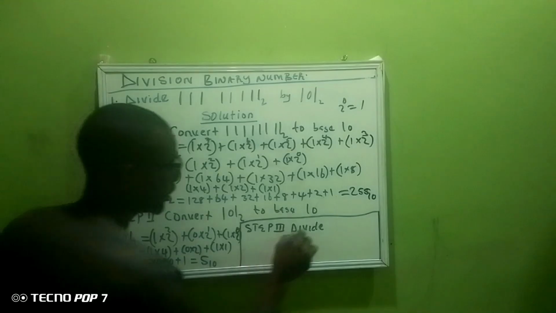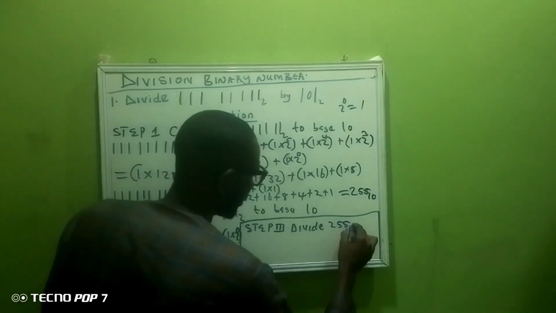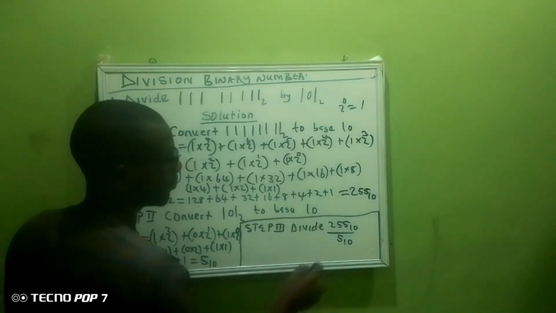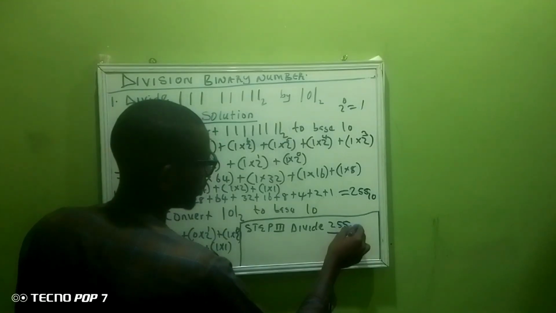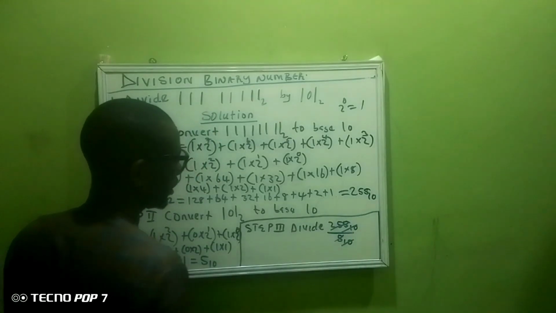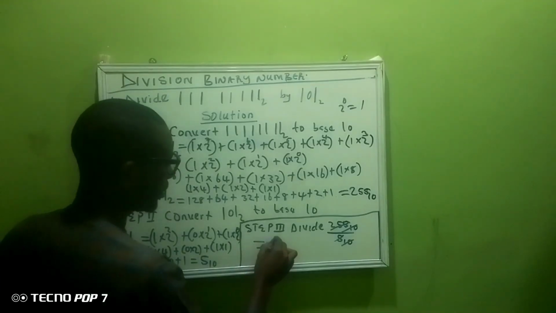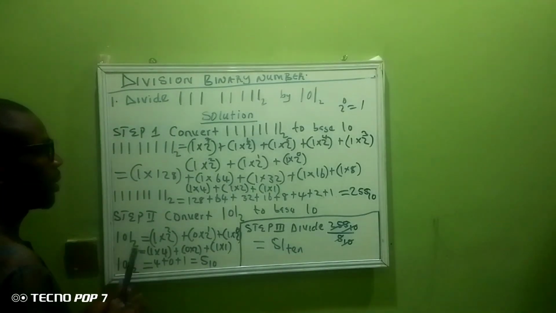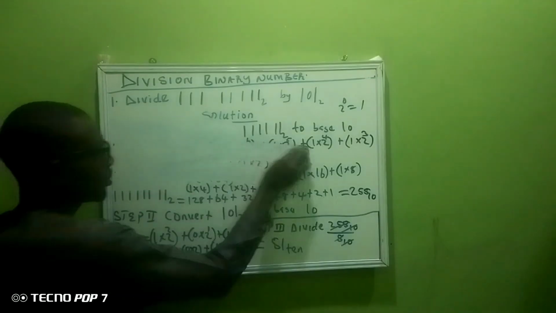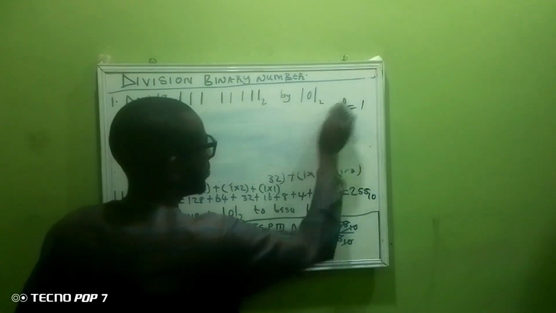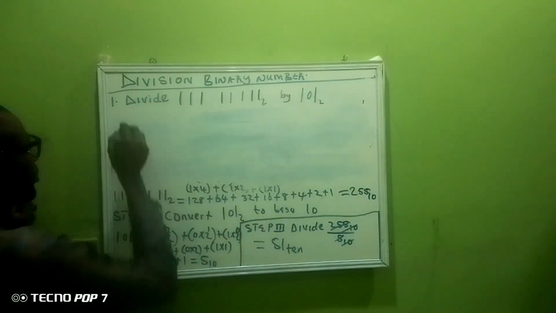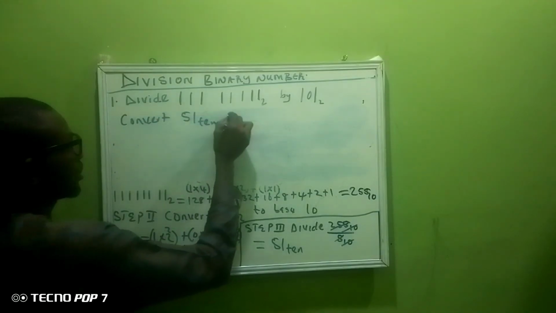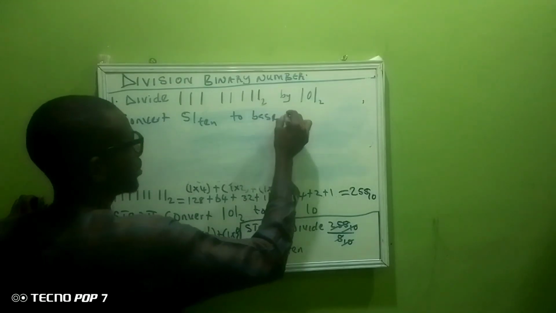The next thing we are going to do is divide this answer by this answer. That is, 255 in base 10 divided by 5 in base 10. From there, this will cancel this, and we divide everything. This one divided by this one, and our answer is going to be 51 in base 10. So we are done with this step, and that is not the end. We are moving to another step, which is to convert that 51 in base 10 to base 2.